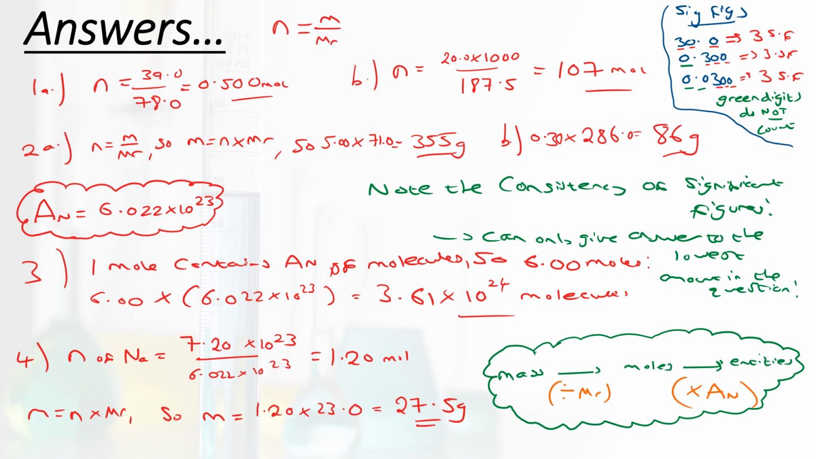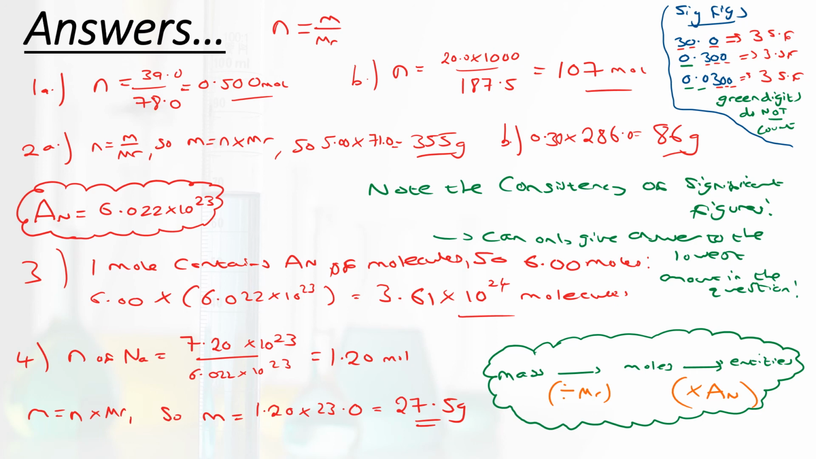Another thing to be really careful with in these maths questions is to note the consistency of the significant figures that you use. We can only ever give the answer to the lowest number of significant figures that we have in the question. So for example, if we take the very first question, 1a, we have 39.0 grams of our aluminium hydroxide. Remember that we give our Mr values to 1 decimal place, so it's 78.0. Both of those are to 3 significant figures, so we give our answer to 3 significant figures.